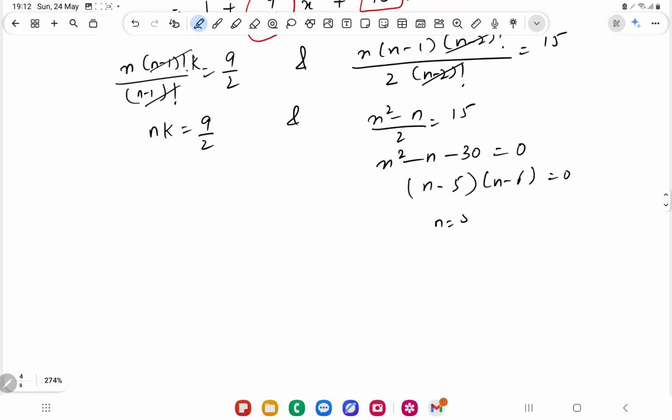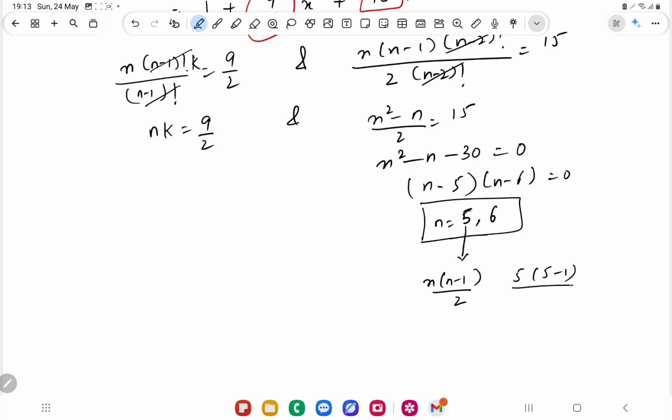So I can write my n value as 5 or 6. Now we have to check for both this 5 and 6. If I put 5 in n into n minus 1 by 2, I should get 15 as my answer. But you can see that upon solving this, we are getting 10. So we have to reject n equals 5. Now let's check for 6. So it will be 6 into 6 minus 1 by 2. That is giving me 15. So I have to accept n equals 6.